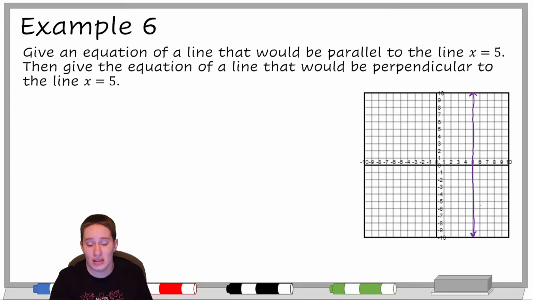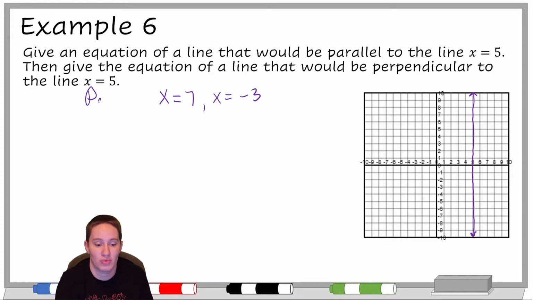That vertical line could be anywhere. So because it didn't give me a point to use, I could literally pick any number I wanted to. I could pick x equals 7, I could pick x equals -3. It doesn't matter. These would both be parallel, as well as anything else that has x equals a number. This doesn't actually technically even ask me to graph the other ones, so I don't have to if I don't want to. What about perpendicular?